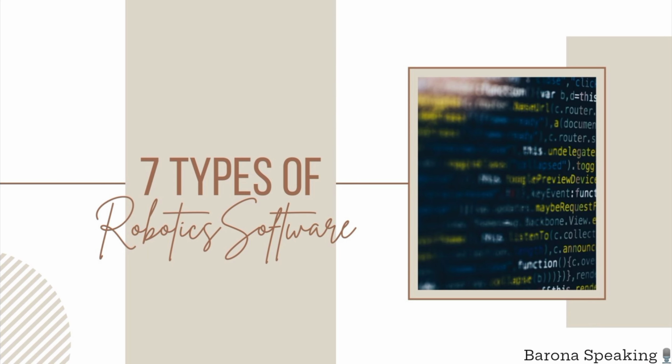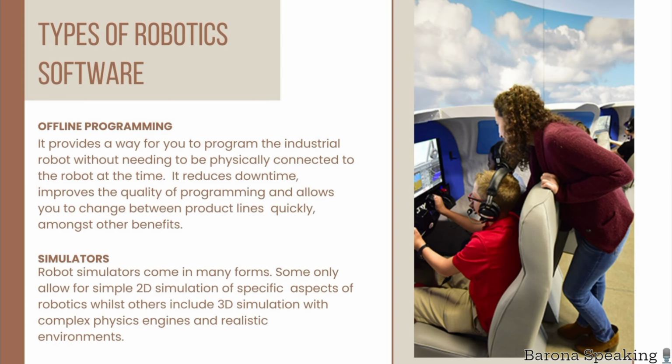So now we will discuss the 7 types of robotic software. One of the types of robotic software is offline programming, which provides a way for you to program the industrial robot without needing to be physically connected to the robot at the time. It reduces downtime, improves the quality of programming, and allows you to change between product lines quickly, among other benefits.